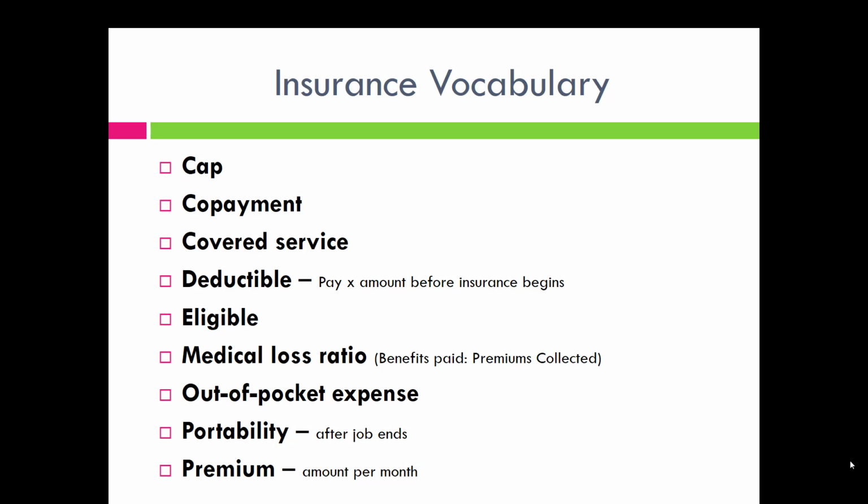Some people can pay for that in a 6-month increment of time. Some people pay for it all at one time for the year. But overall, it's just the amount that you're paying, generally on a monthly or yearly basis, so that you have access to your health insurance plan.